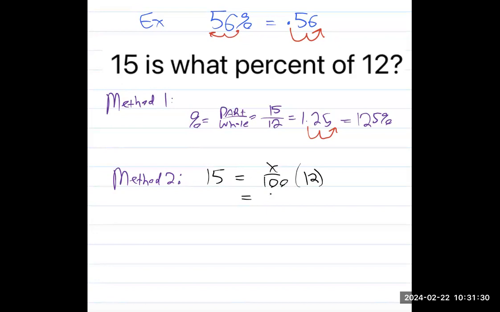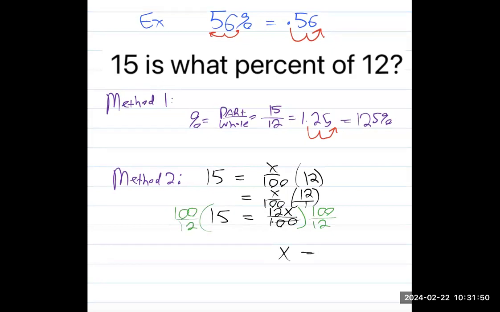And on the right-hand side, 12 is really 12 over 1 because any number is itself over 1. And now we're multiplying that and we're getting 12x over 100. And then we're just going to divide by the opposite fraction, 100 over 12, to get our answer. And so now we've got x equals 15 times 100, and then divided by 12. And that, of course, is 125. So we have two different ways to get the right answer.